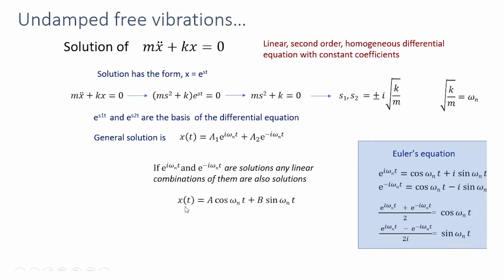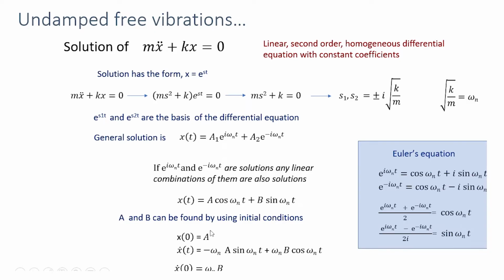So we can write the general solution in terms of sine and cosine functions. We can represent it as x of t is equal to a cos omega nt plus b sine omega nt, where a and b are constants. We can evaluate these constants using our initial conditions. So let's do that. We know the value of x at time t equal to 0. If we substitute that in this equation, sine omega nt becomes 0, and we get that the initial displacement is equal to the constant a.